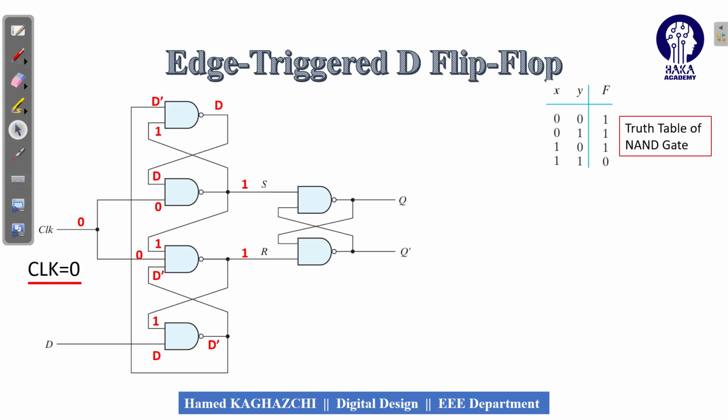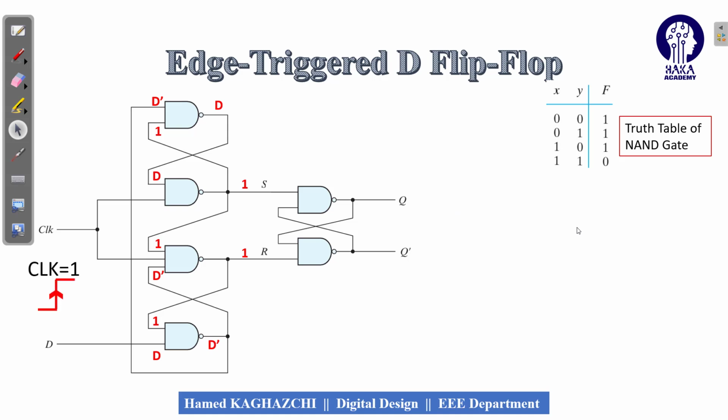Now we can see that the S and R do not change, and both S and R will be 1, and this means Q does not change, because we said that in the SR latch with the NAND gate, when S and R are equal to 1, the Q does not change. What happens when CLK, the clock pulse, is at the negative level? The output of the D flip-flop will not change.